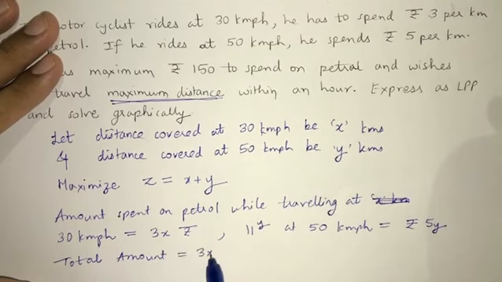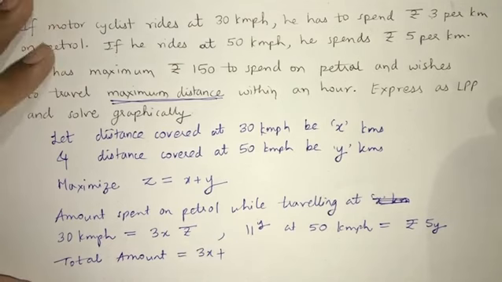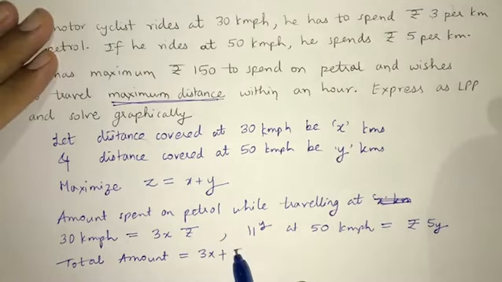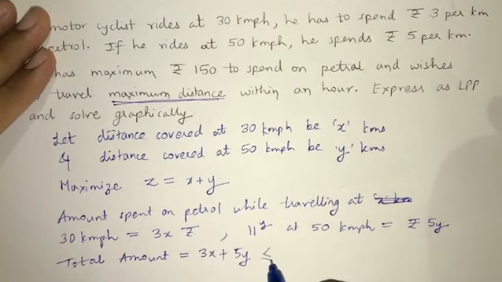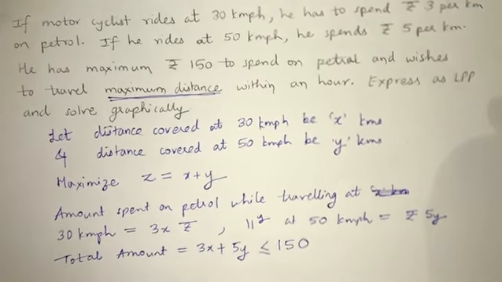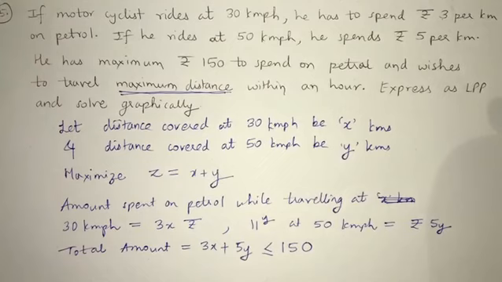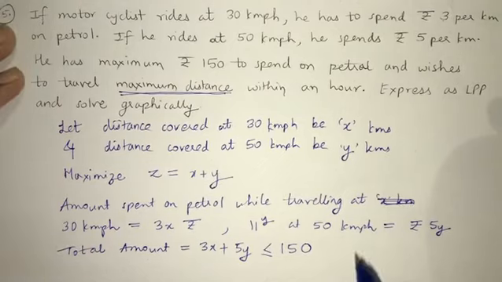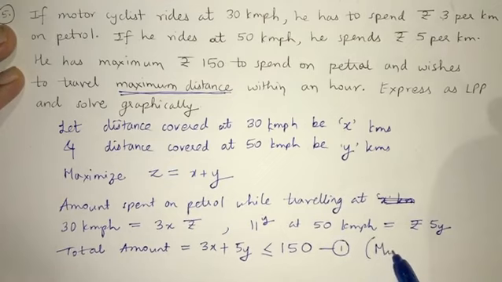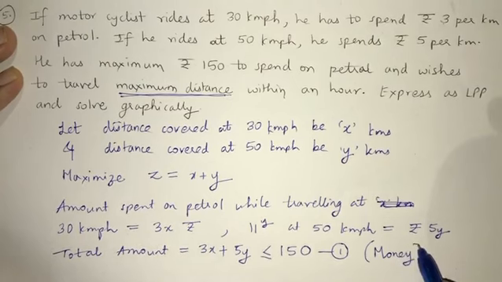So the total amount spent on petrol: 3 rupees per kilometer at 30, so x kilometers will require 3x rupees. 5 rupees per kilometer when he is riding at 50 kilometers per hour, so y kilometers traveled at 50 kilometers per hour will need 5y rupees. So the total amount will be 3x plus 5y, but that cannot exceed 150. That is the first constraint we have, the money constraint.